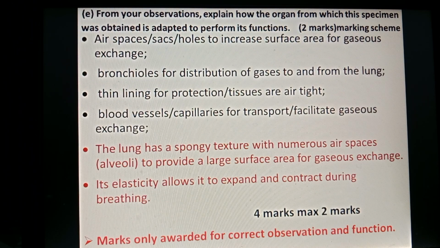From your observations, explain how the organ from which the specimen was obtained is adapted to perform its function. 2 marks, marking scheme. Air spaces or sacs, holes to increase surface area for gaseous exchange. Bronchus for distribution of gases to and from the lung. Thin lining for protection, tissues are airtight. Blood vessels or capillaries for transport or facilitating gaseous exchange.